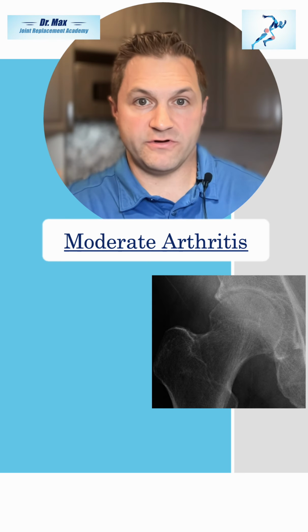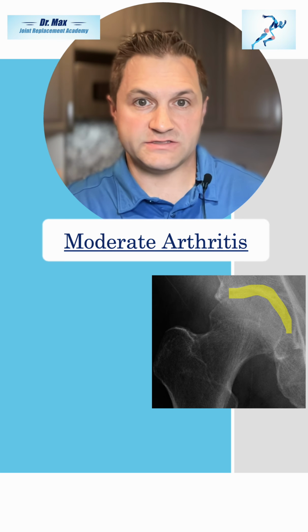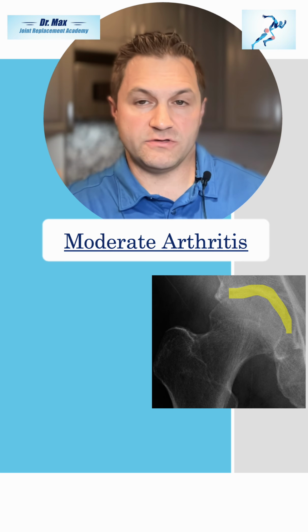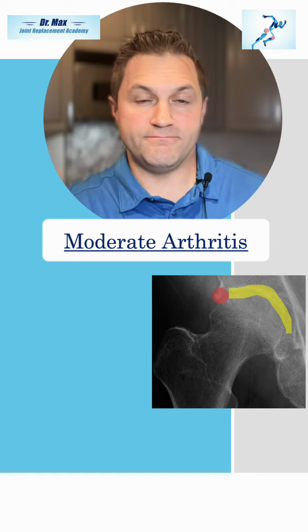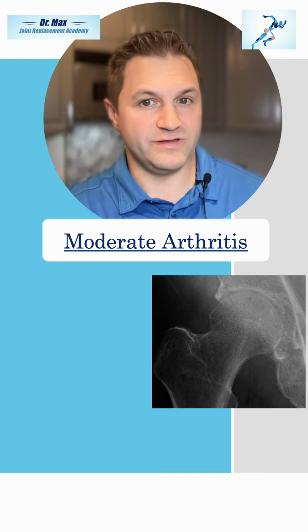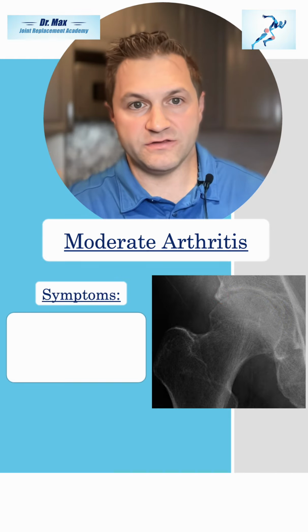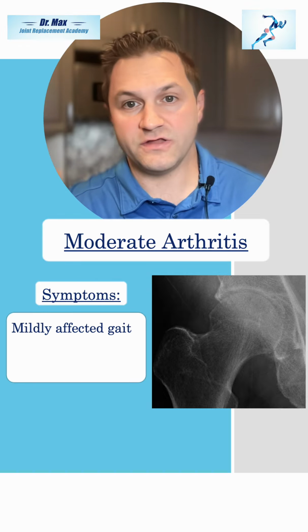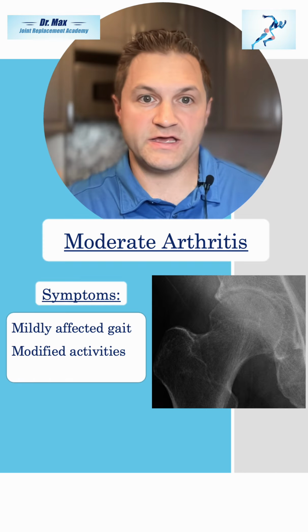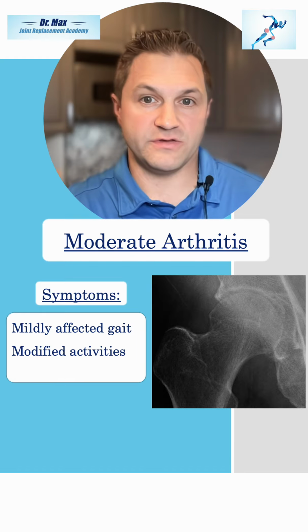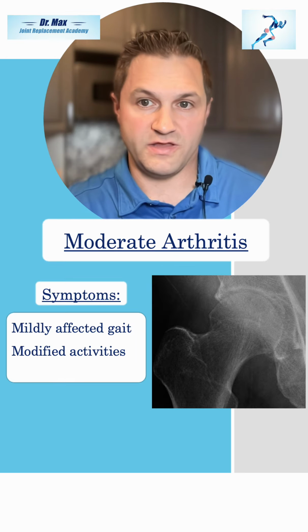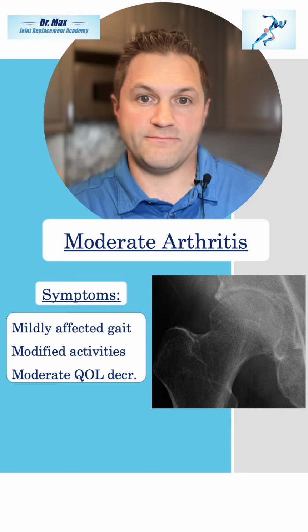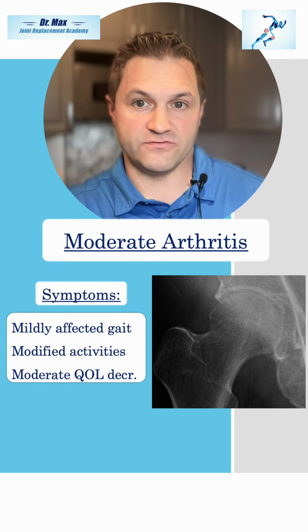This is what moderate arthritis looks like on x-ray. There is progressive narrowing of the joint as the cartilage becomes thinner. There are larger bone spurs and there is nearly bone-on-bone contact, but not quite. A patient with an x-ray like this would experience mild changes in their gait due to pain. They would most likely have to significantly change or eliminate activities which result in pain, and therefore would experience a moderate reduction in their quality of life.